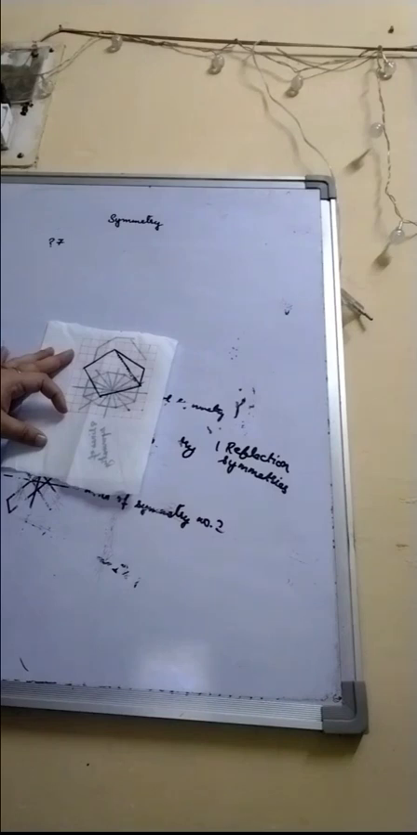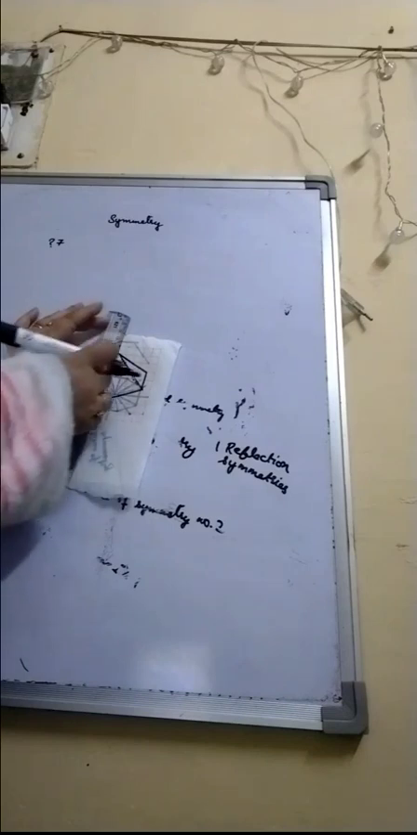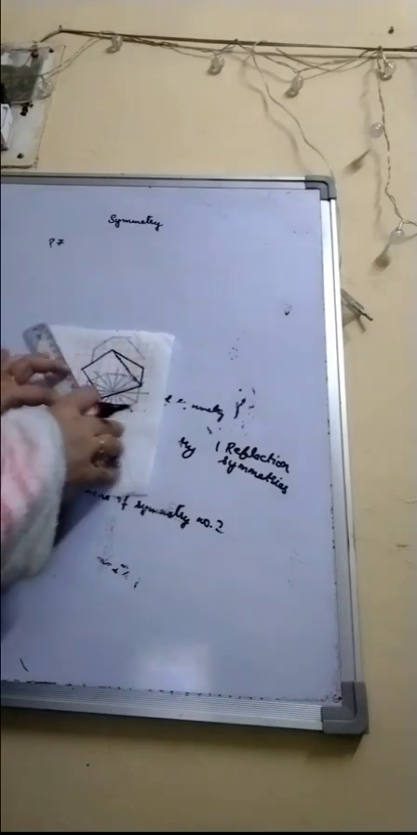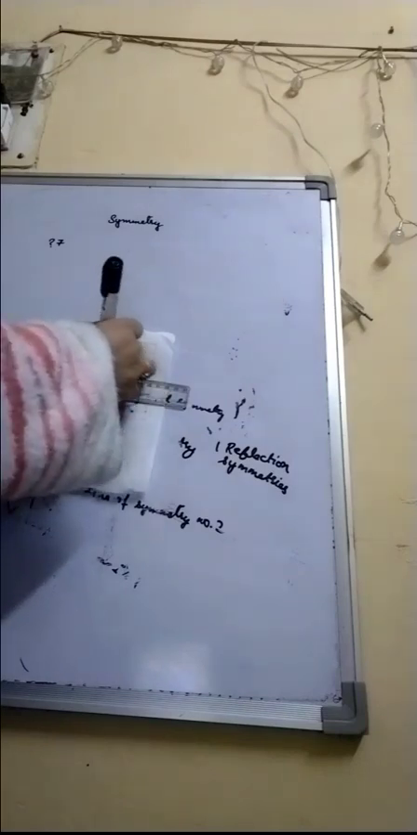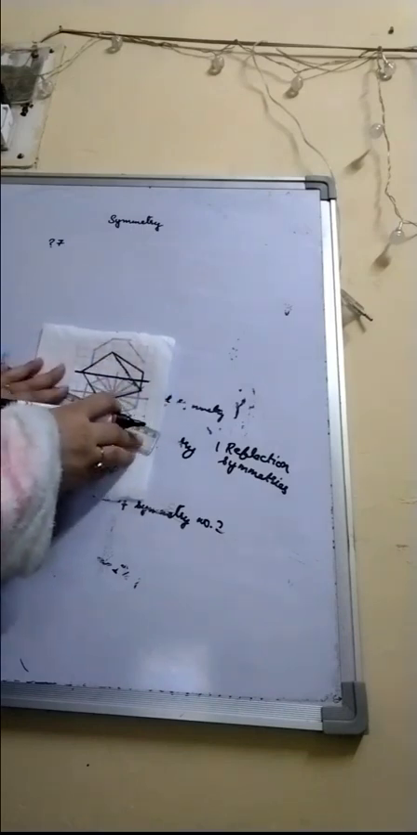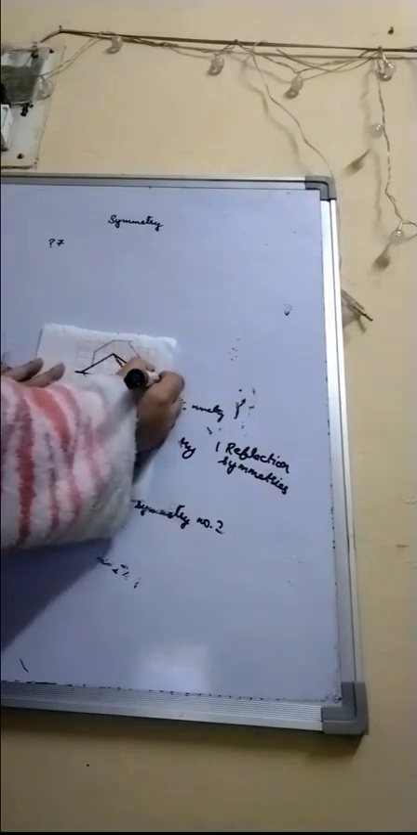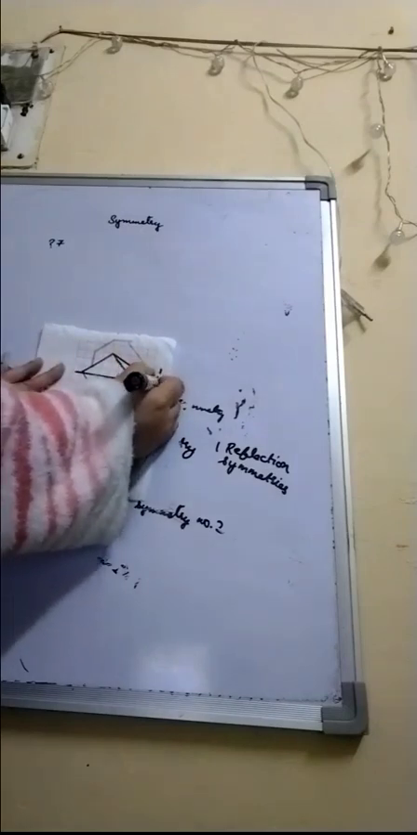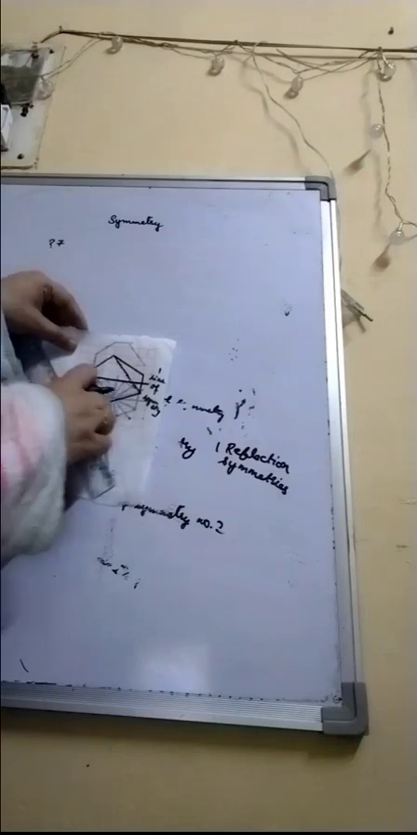Of course, if I make a horizontal fold here, then a very small portion would overlap the other. So the line of symmetry lies in the horizontal line, which is one line of symmetry. So this figure has one line of symmetry. In this way you can get the lines of symmetry.